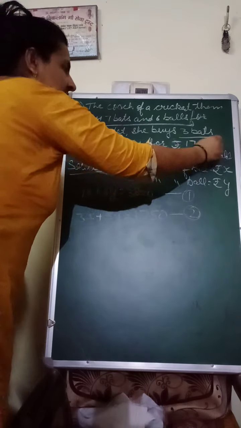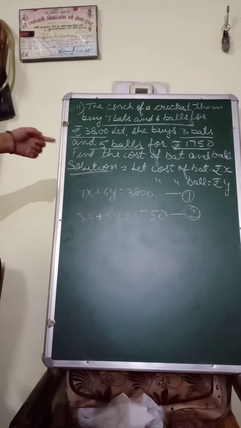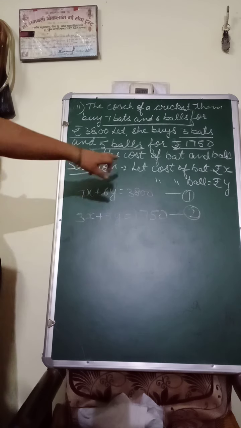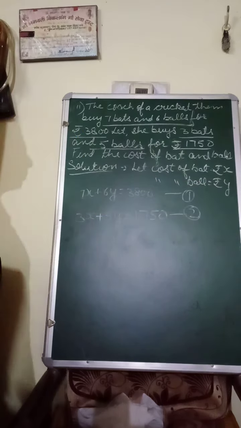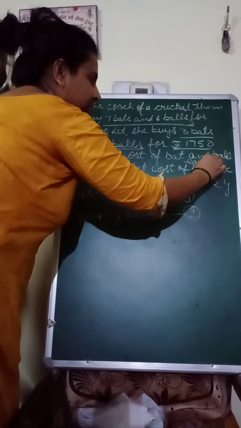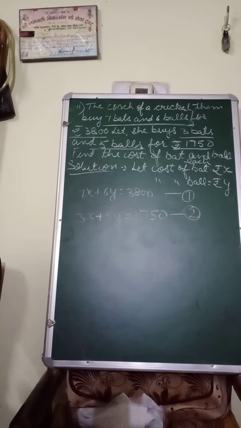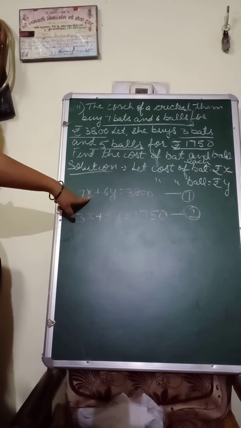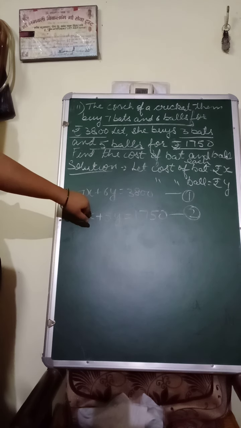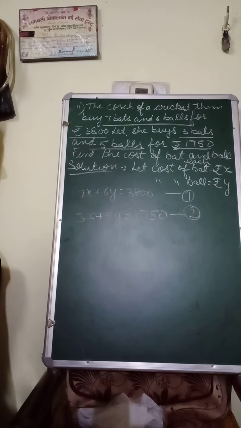Second condition, she got 3 bats and 5 balls for rupees 1,750. What we have to find out? The cost of each ball and bat. So let the cost of a bat be rupees x, and the cost of a ball be rupees y. So first condition, x is the cost of each bat. How many bats were bought? 7. So 7 into x plus 6 into y, and the total amount is 3,800.